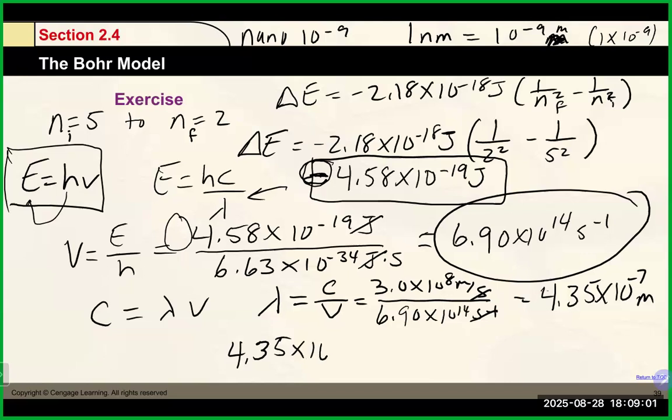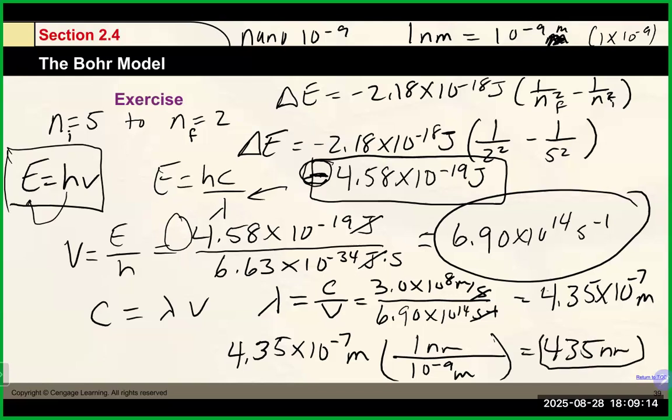4.35 times 10 to the minus 7 meters. We're going to go 10 to the minus 9 meters on the bottom, or 1 times 10 to the minus 9, 1 nanometer up on top. That's going to give us a 435 nanometer type of situation. Maybe a violet type color there in the visible part of the spectrum. Any questions on any part of that one there?